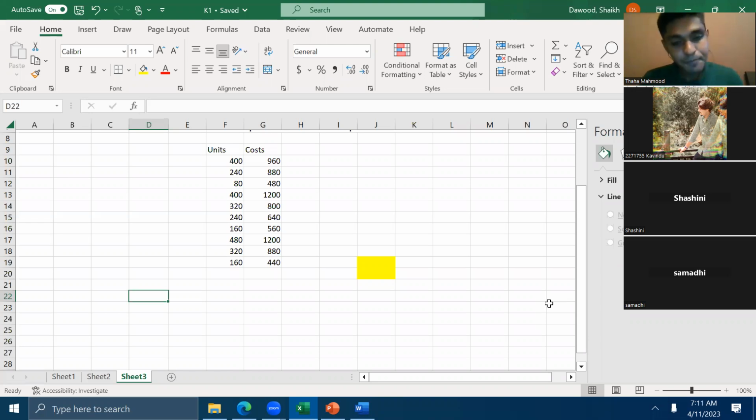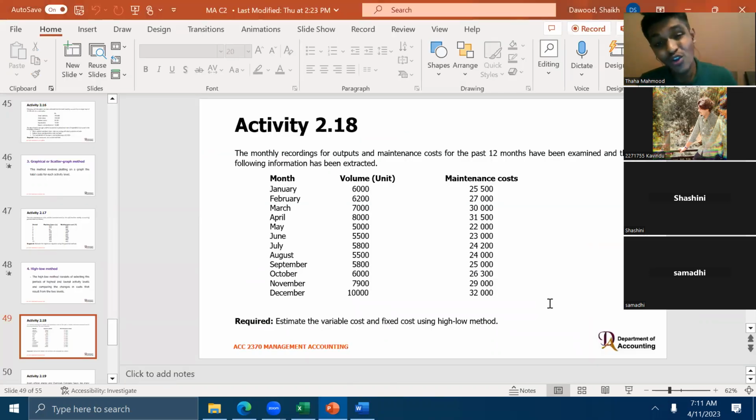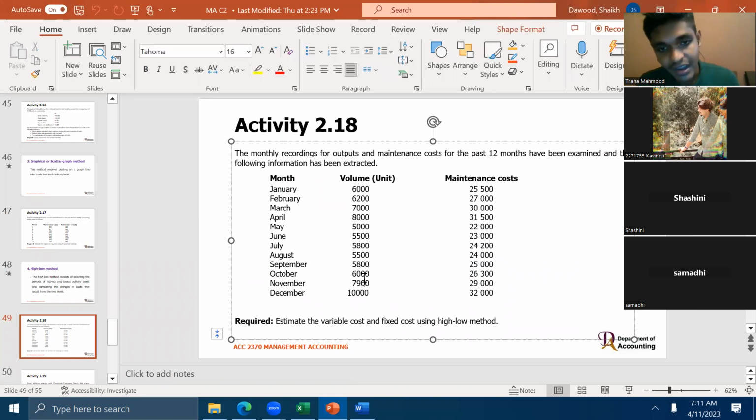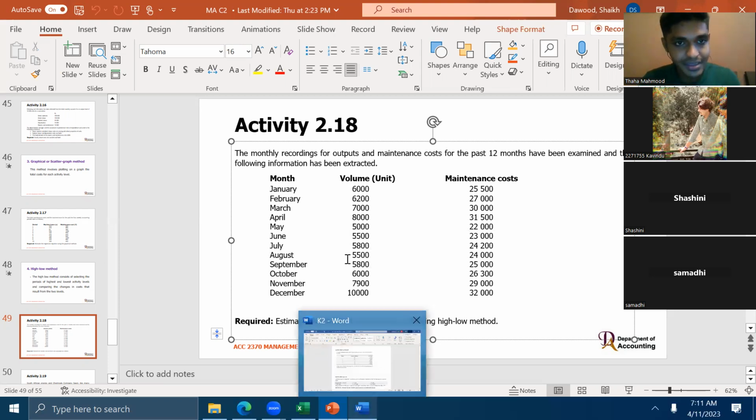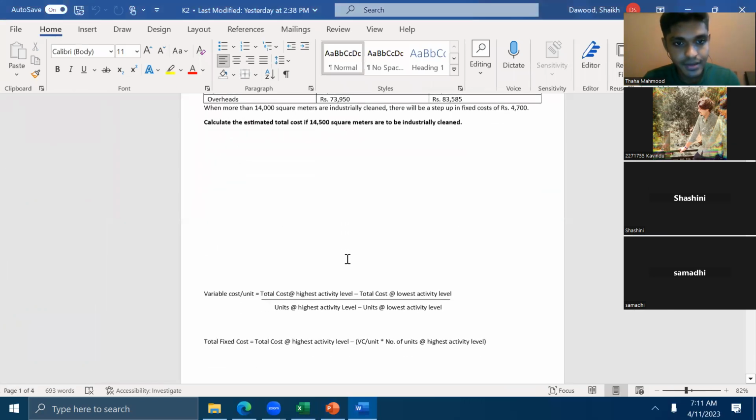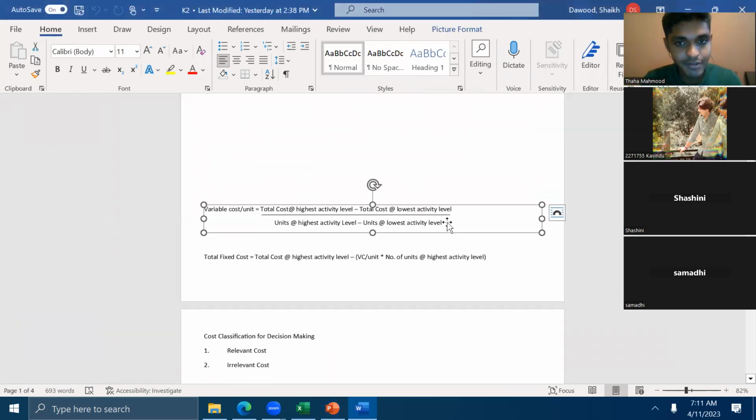The next step would be to find the period where we recorded the lowest activity level, and then we note down the volume or outputs and the cost in that period. All right. Then we will apply a formula which looks something like this, to first find the variable cost per unit.